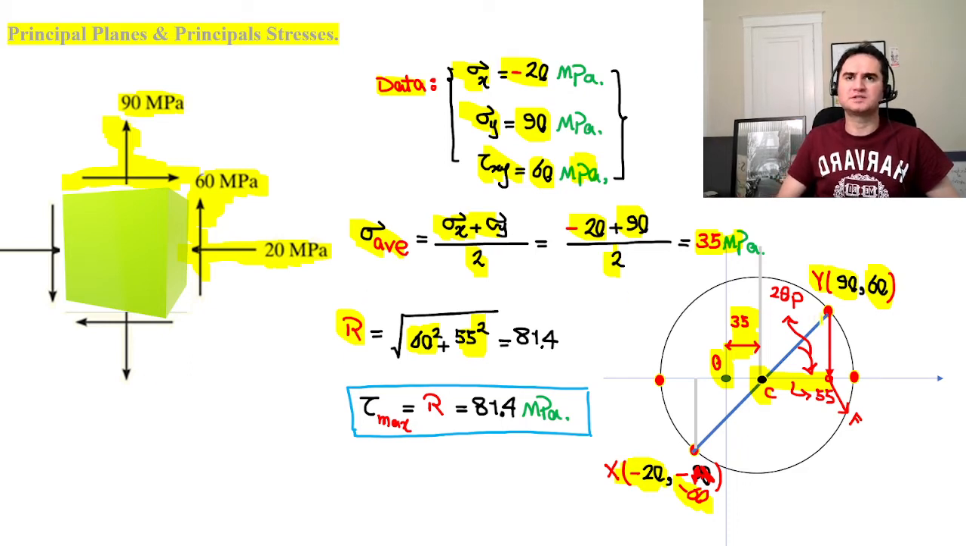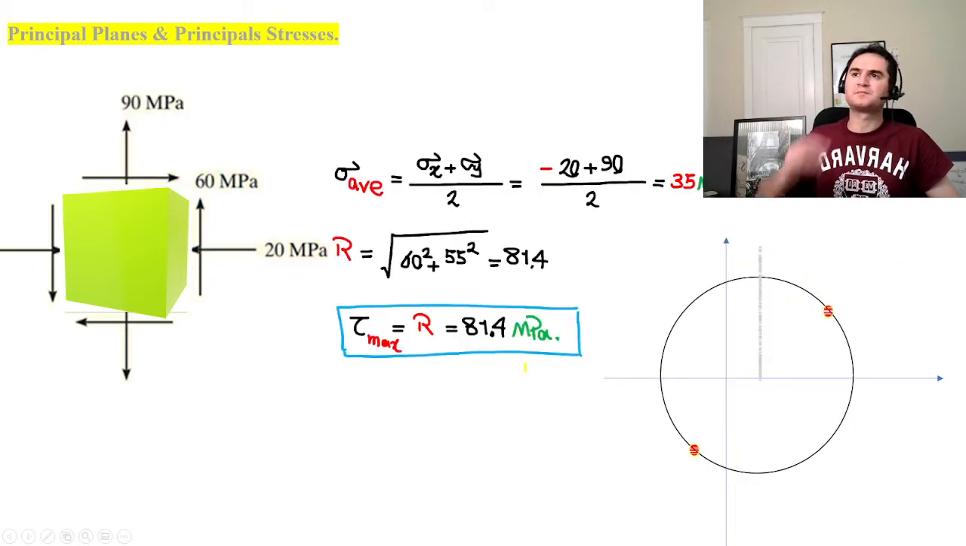Then R, which is this part, is simply the square root of CF squared plus FY squared. So that's tau, which is 60 squared, and CF is 55 squared, and it gives you 81.4 megapascal. So tau max is equal to R, and that's 81.4 megapascal. Again, sigma average is 35, and tau max is equal to R, 81.4 megapascal.